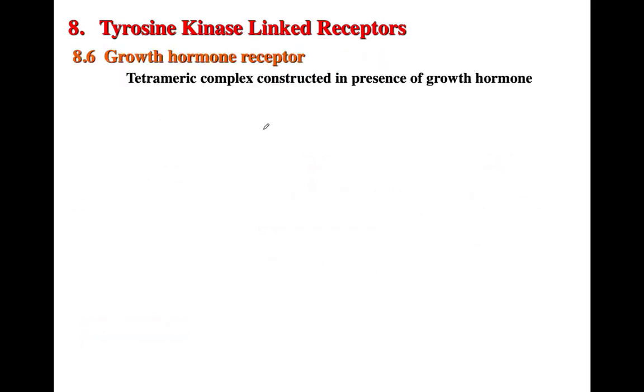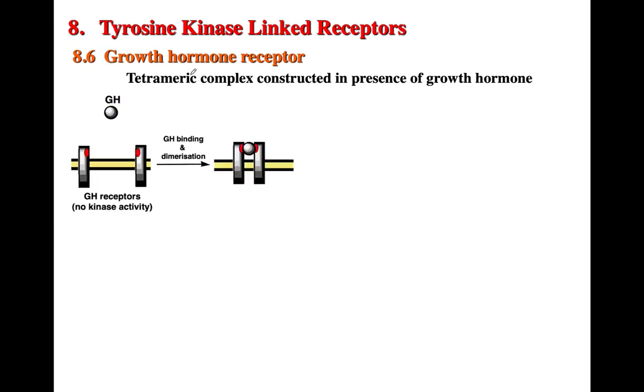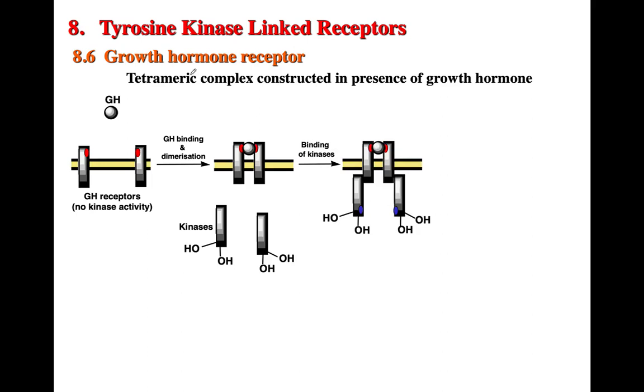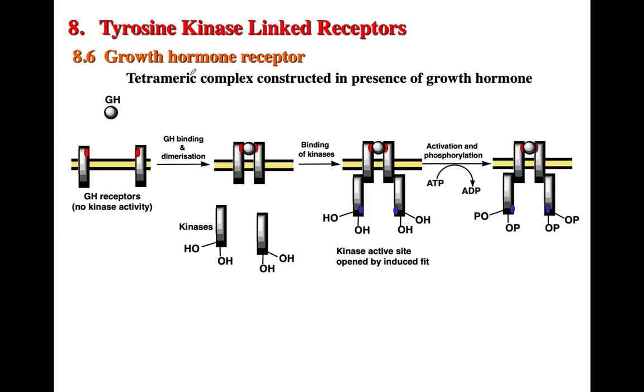Growth hormone receptor is another type of tyrosine kinase linked receptor. So in the presence of growth hormone, a dimerization takes place, and then the kinases are going to bind to the receptor. The kinase active site is going to be opened, leading to phosphorylation. So growth hormone receptor is another example of tyrosine kinase linked receptors.